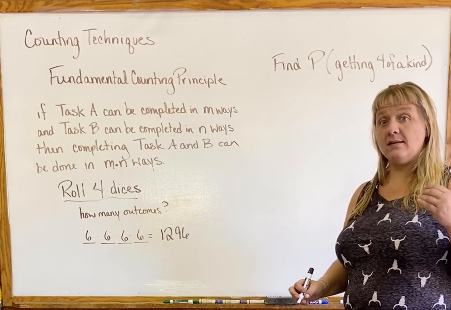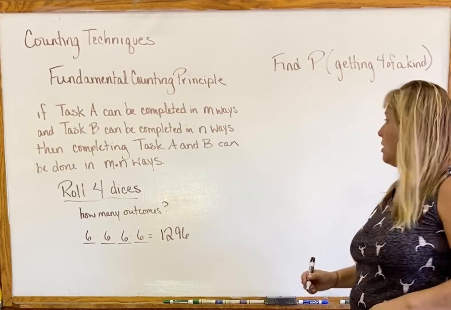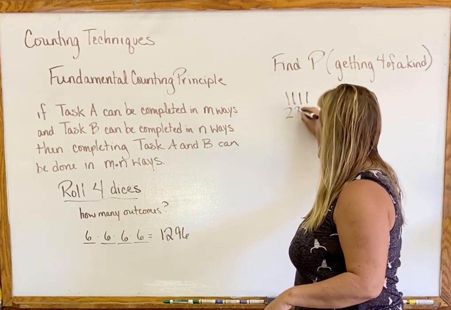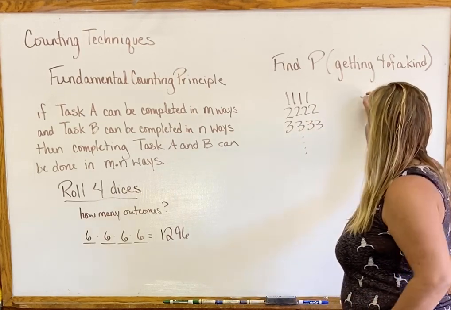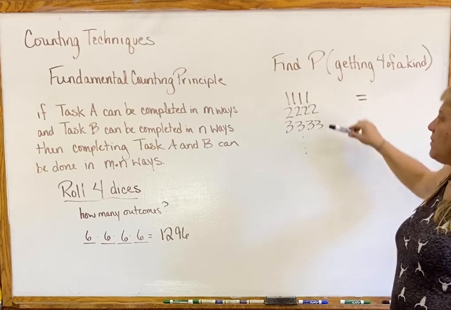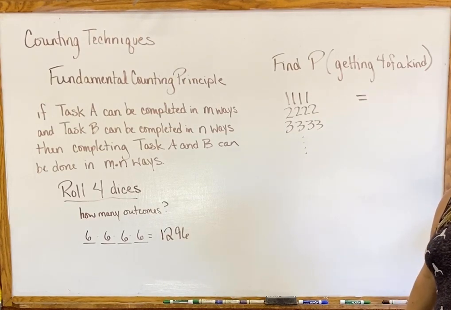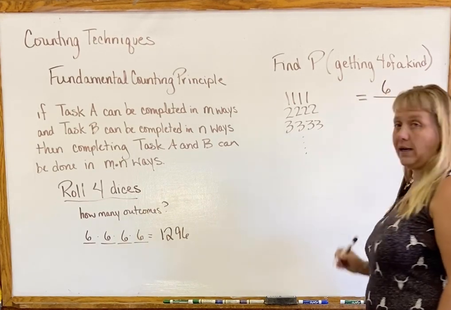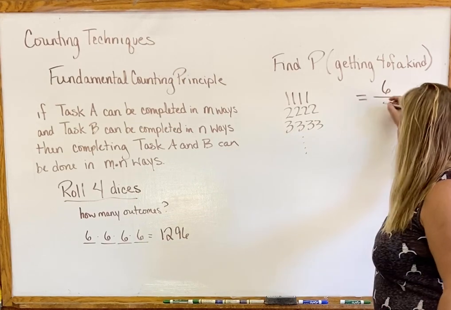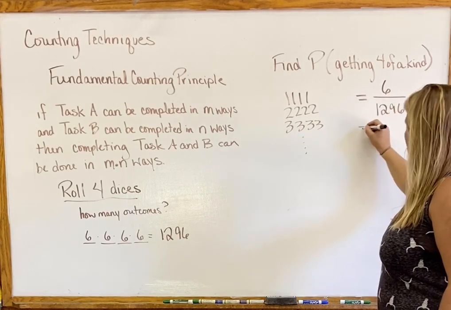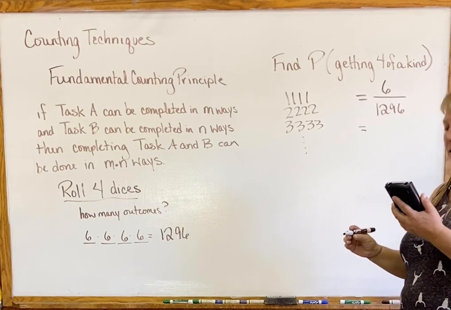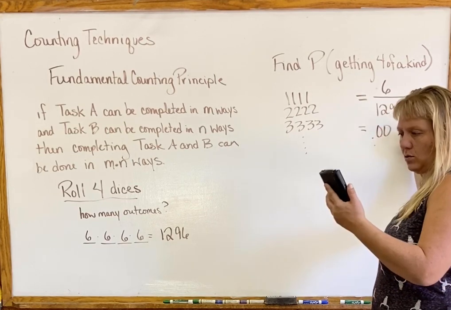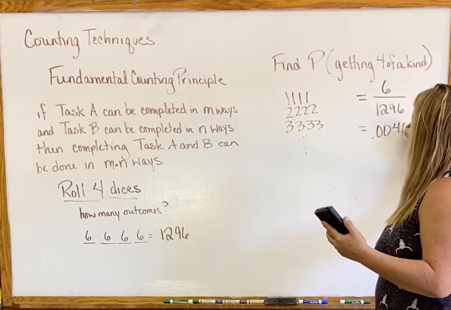4 of a kind means that they're all going to be 1s, or they're all going to be 2s, or they're all going to be 3s. So that's what 4 of a kind means. If we're calculating a probability, how many 4 of a kinds are there? There would be 6: 1s, 2s, 3s, 4s, 5s, or 6s. So there are 6 4 of a kinds out of this total huge number. When we calculate this probability, 6 divided by 1,296, we get 0.00463.